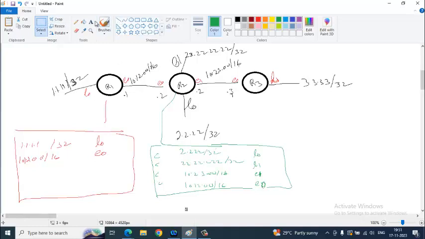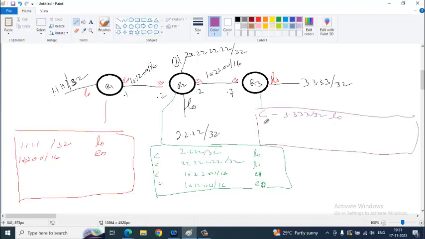Likewise, on the third router, we got loopback 0 with 3.3.3.3/32 connected, and then on Ethernet 0, 10.23.0.0/16.